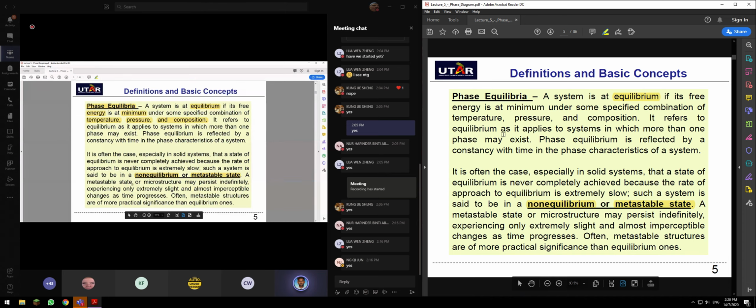And a metastable state or microstructure may persist indefinitely, experiencing only extremely slight and almost imperceptible changes as time progresses. Often metastable structures are of more practical significance than equilibrium ones. So all the materials, all the systems are in a metastable state. When there is a slight change in temperature, pressure, or composition, you will have some reaction as time progresses.